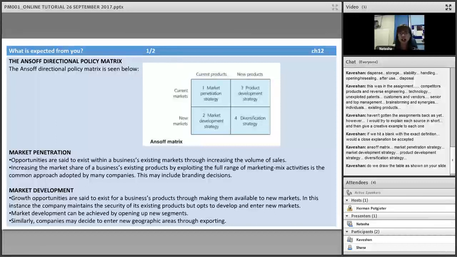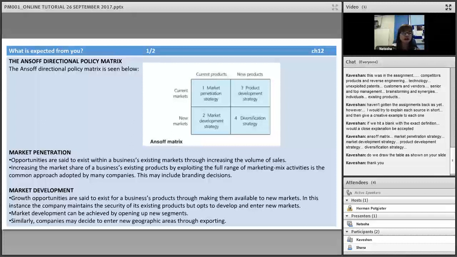Brilliant, you've got it. Ansoff's matrix looks at market penetration, product development, market development, and diversification. Quite correct. Now, you need to provide, can we draw the table as shown on your slide? No, it is not required. You can, but you're not going to get marks for it.